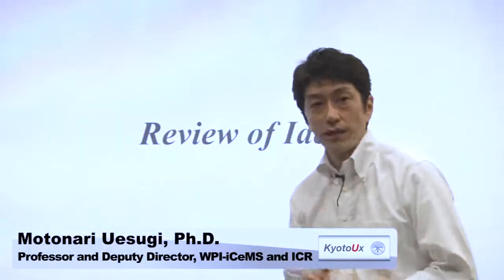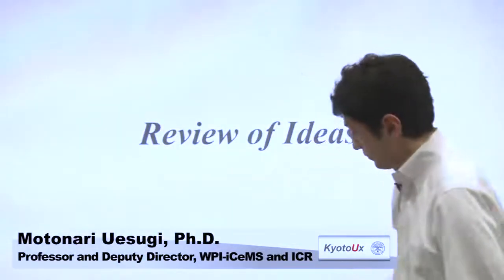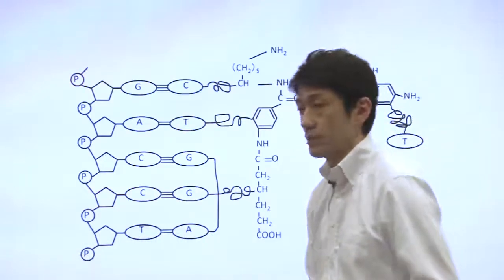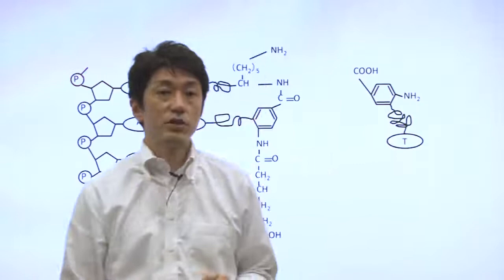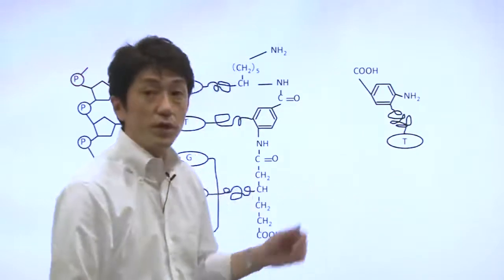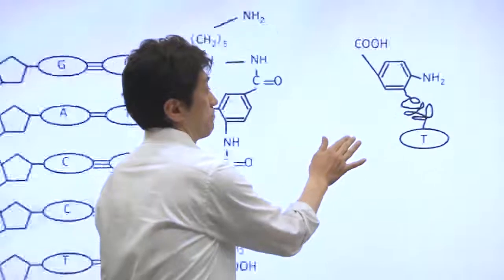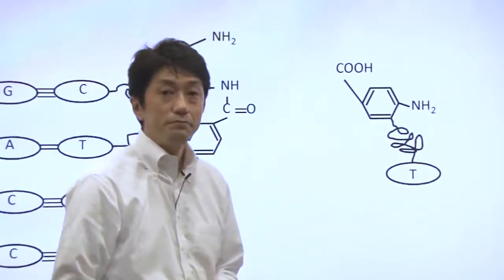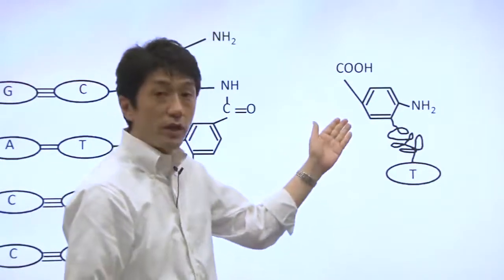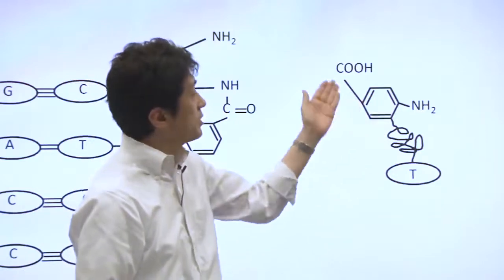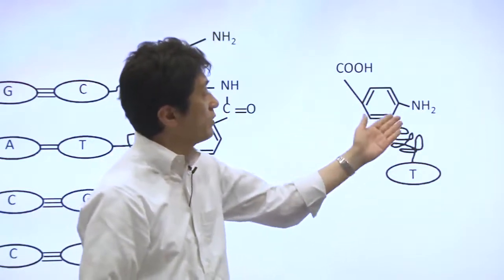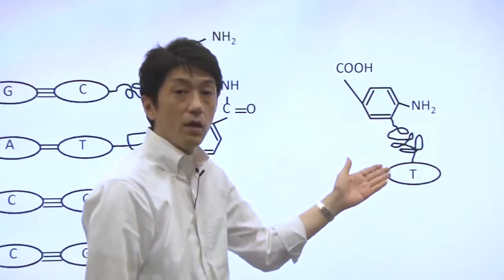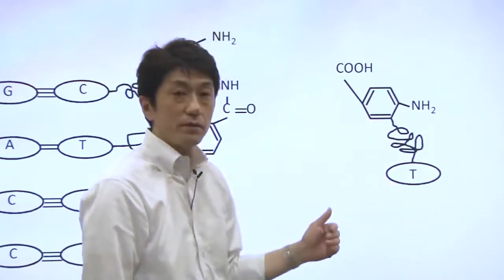I will show you another idea from a student. The first step is the chemical synthesis of a non-natural amino acid linked with a DNA base. Here is an example. This non-natural amino acid with COOH and NH2 groups is conjugated with a thymine.